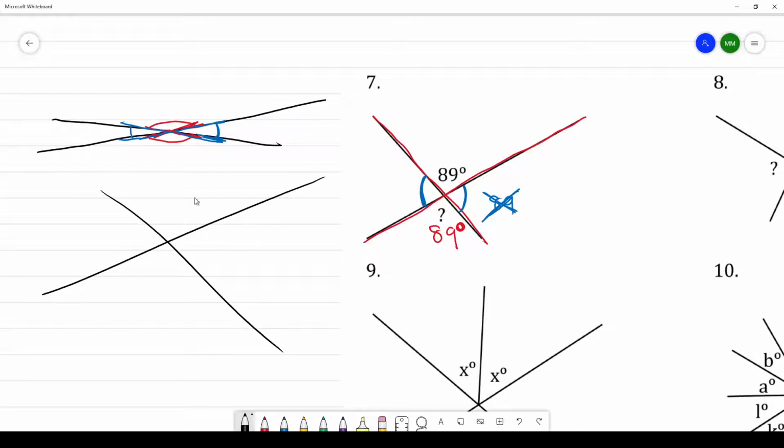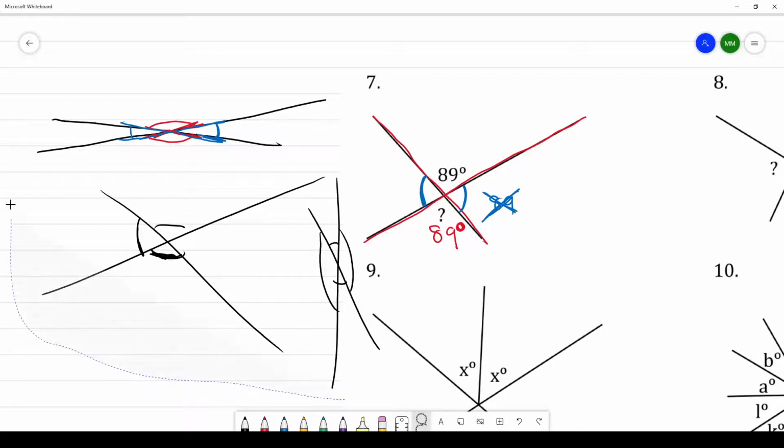And remember, the lines I can draw whatever way I want. I can draw it like this. I can draw it like this. The vertical angles are still equal no matter what. But it is very obvious that this angle is not equal to this angle in this case. And this one is not so obvious, but I hope you guys understand that this angle and this angle are not necessarily equal. They don't have to be equal.